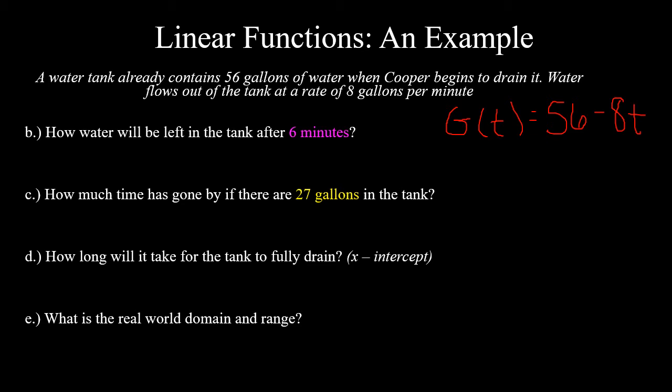Now for linear functions, and even for exponential and quadratic, when you're being asked questions, usually you're either going to be given g of t and solving for t, or given t and solving for g of t, okay? You're either going to be given the output and solving for the input, or vice versa, you're going to be given the input and solving for the output. So it's really just your job to determine what you're given and what you're solving for, okay? You're going to be given one variable and solving for the other.